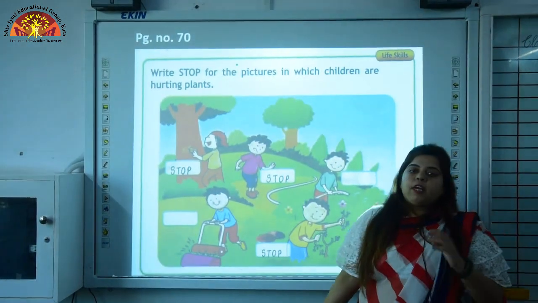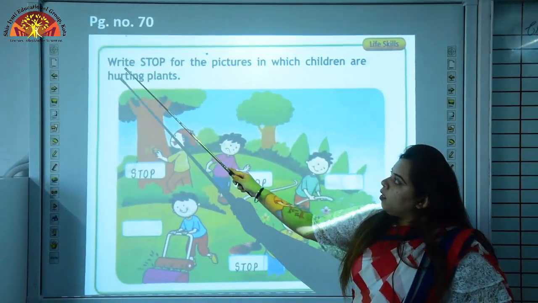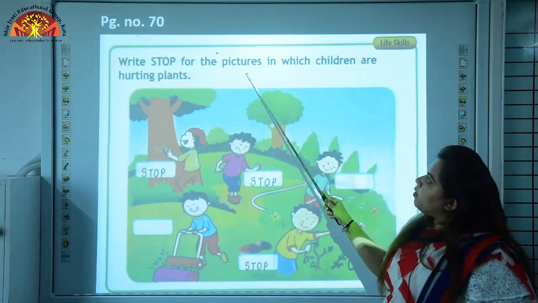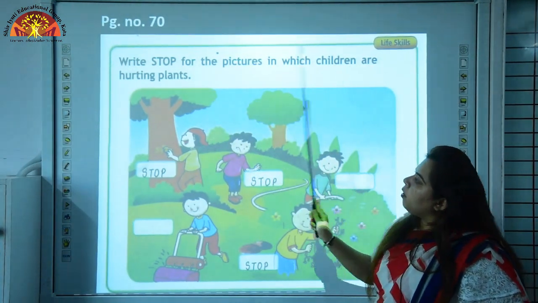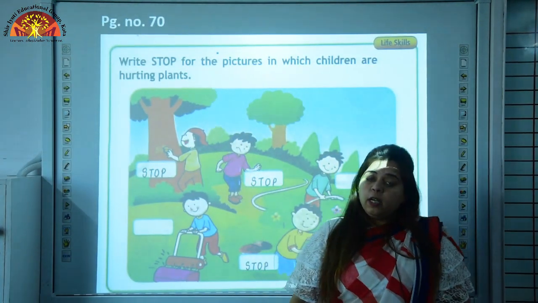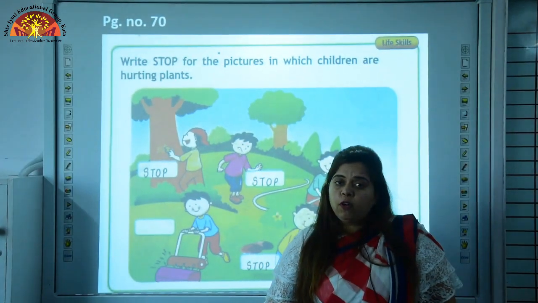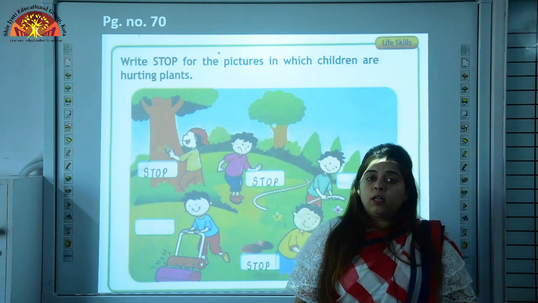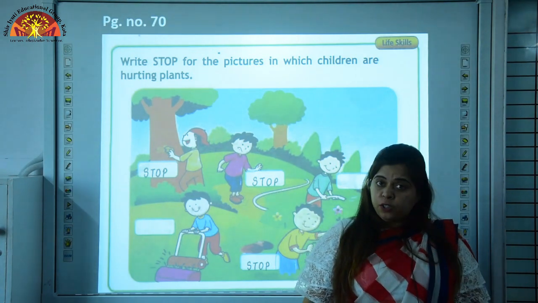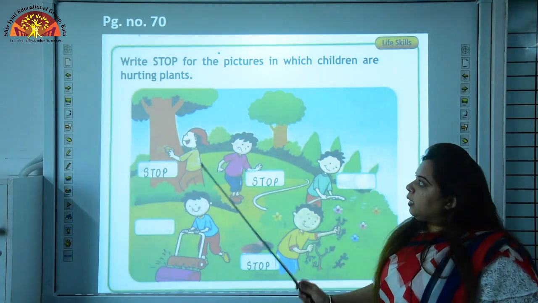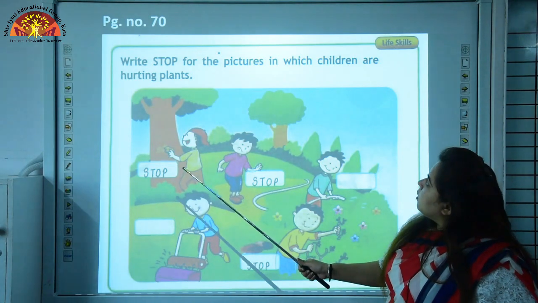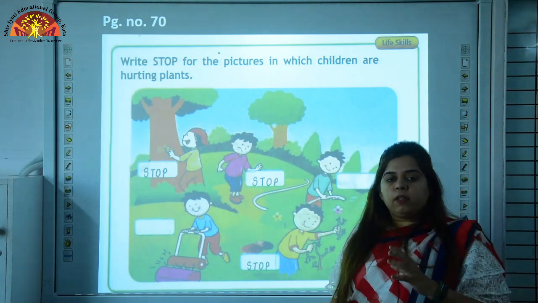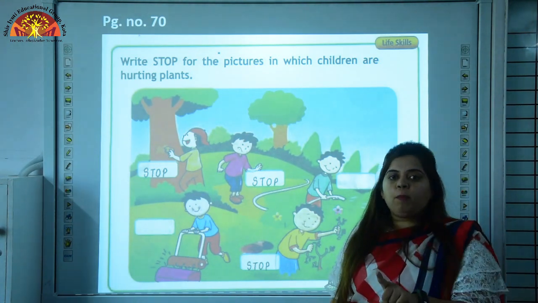Page number 70. Write stop for the pictures in which children are hurting plants. Now children, I told you plants are very useful for us. They give shelters to human, to animal. We should not hurt plants. Plants give us oxygen to breathe. So in this, children are hurting the plants. If the picture is wrong, we have to write stop over there.